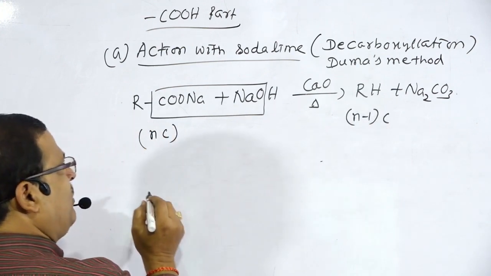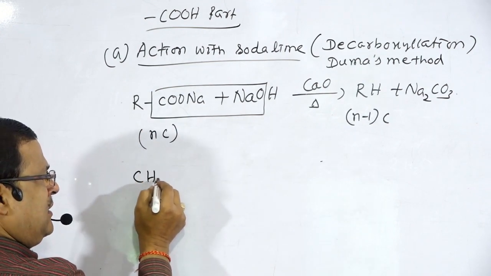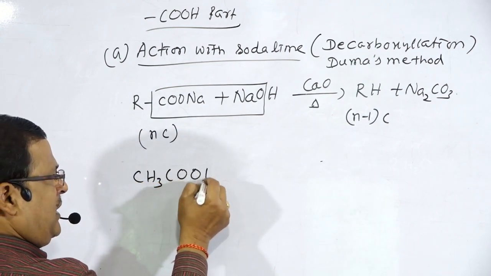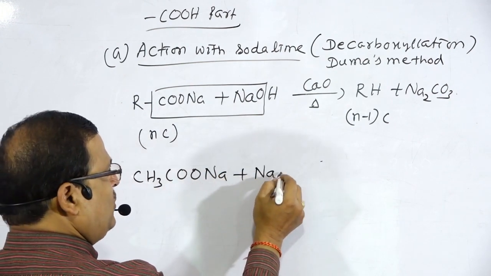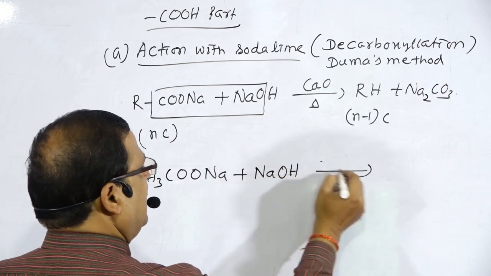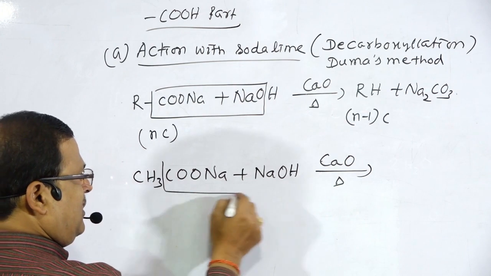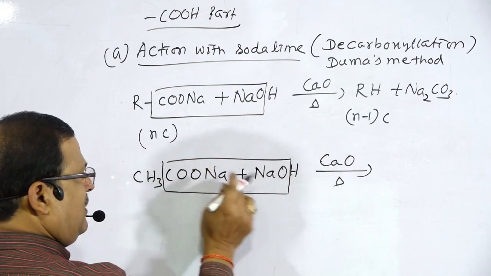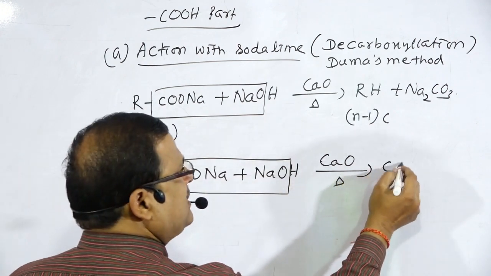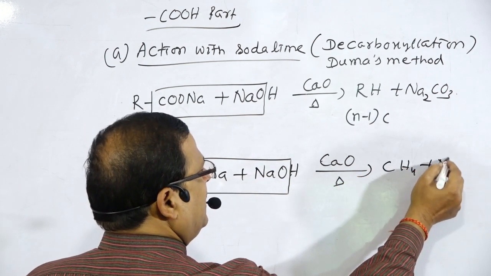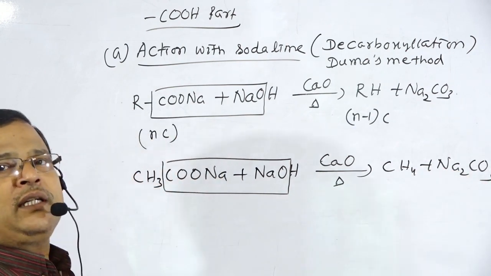You will take particular examples of this kind. For example, sodium acetate, CH3COONa. Sodium acetate is heated with soda lime, NaOH and CaO. There is the removal of Na2CO3, and CH3 and H combine to form CH4 plus Na2CO3. There is the formation of CH4, that is methane.